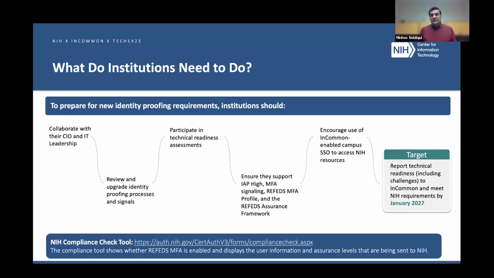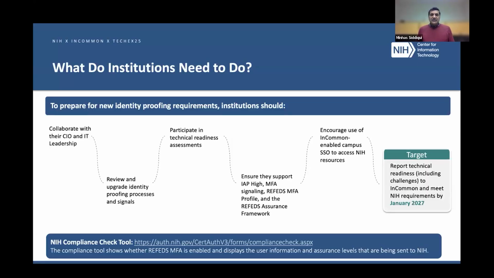Thirdly, participate in technical readiness assessments to identify gaps, clarify expectations, and reduce uncertainty. Institutions must ensure the identity providers support IAP High, MFA signaling, the REFEDS MFA profile, the REFEDS assurance framework. Institutions should encourage researchers to access NIH resources using InCommon enabled campus single sign-on, keeping researchers with a familiar login experience while meeting NIH requirements.